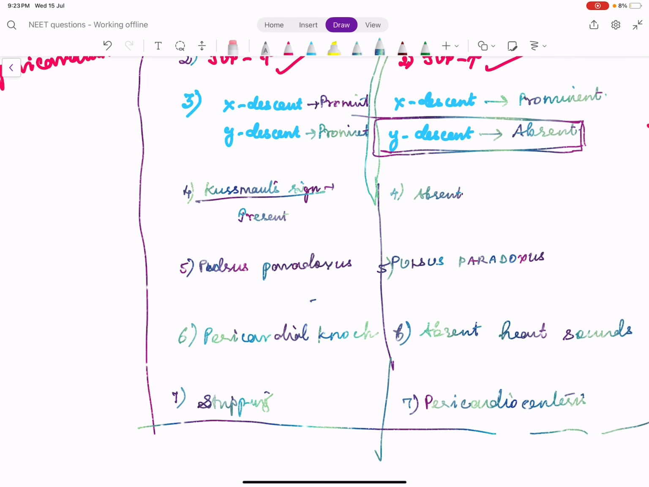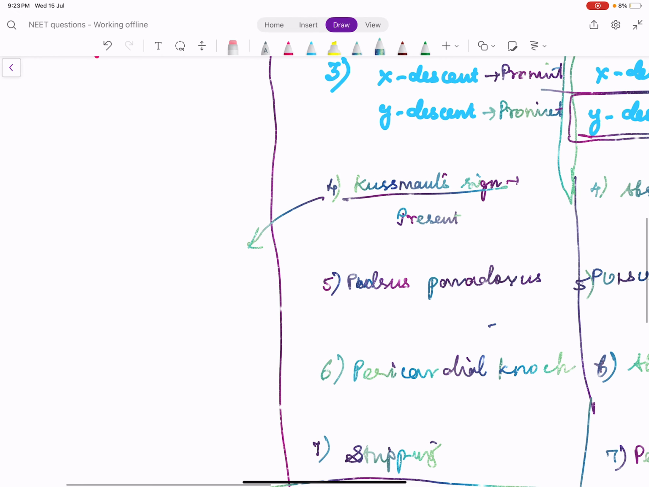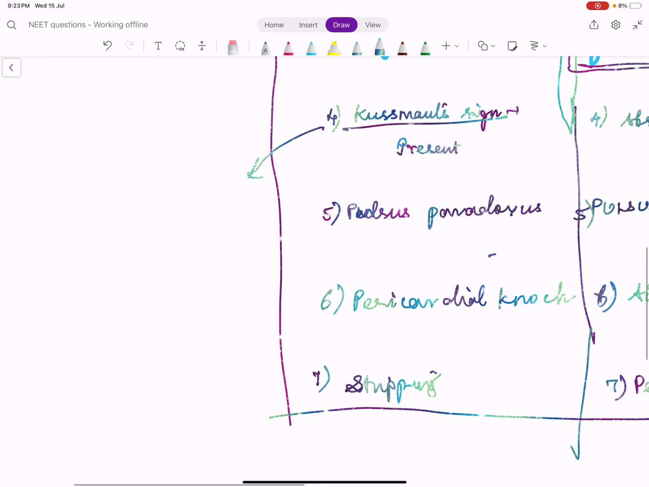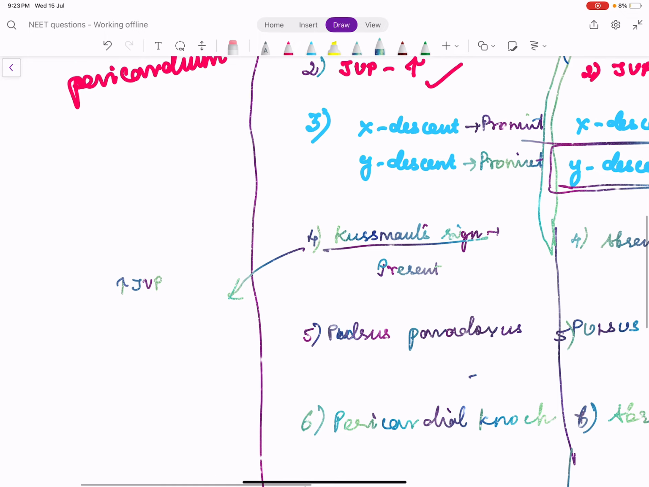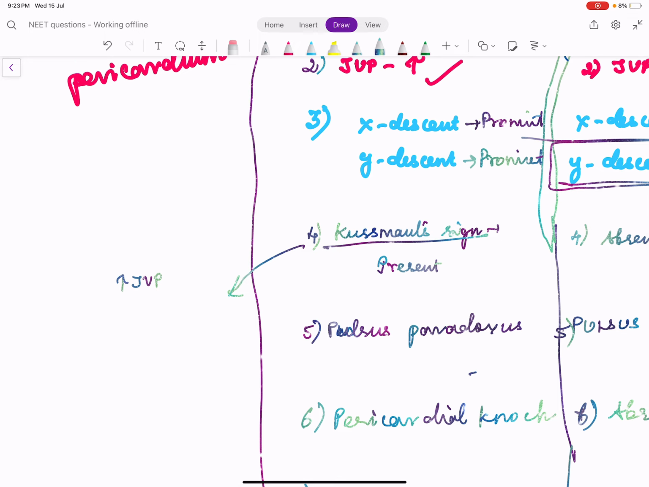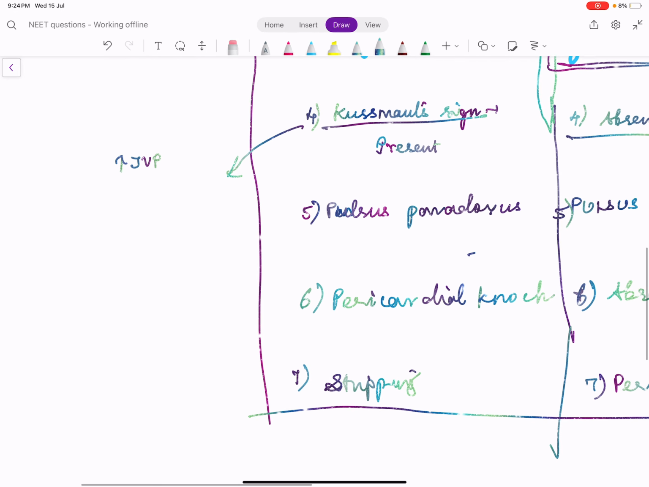So what about Kussmaul sign? Normally during inspiration JVP falls, but Kussmaul sign is a paradoxical rise in JVP during inspiration. It is typical of constrictive pericarditis because the pericardium cannot give way. So during inspiration, even though because of negative intrathoracic pressure blood is drawn into the SVC and IVC, it cannot enter the right atrium. So Kussmaul sign is present in constrictive pericarditis, whereas it is absent in tamponade.